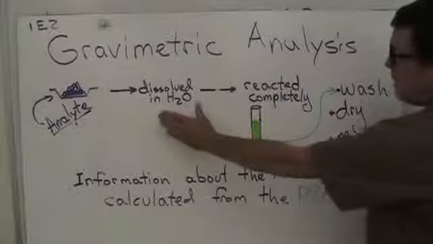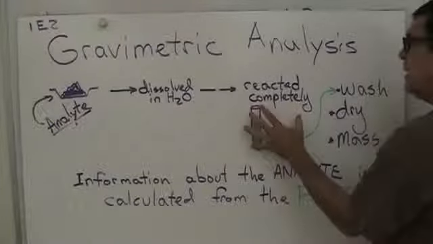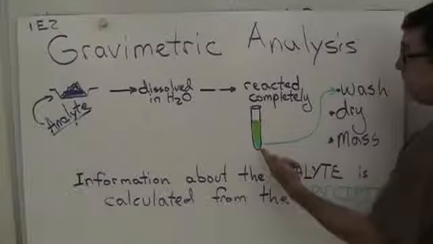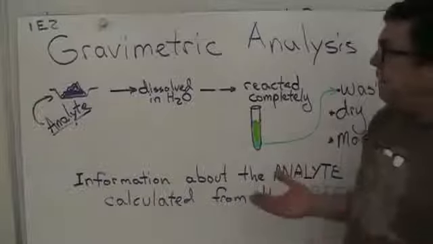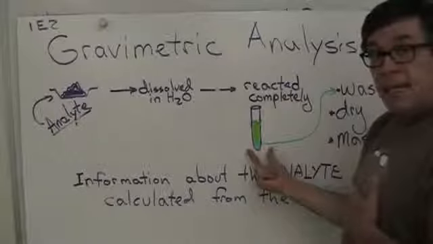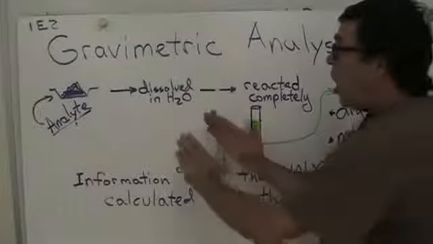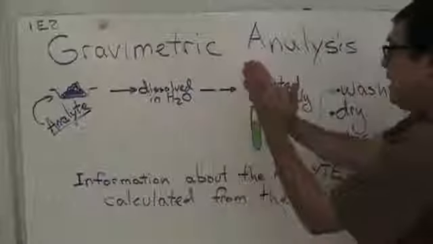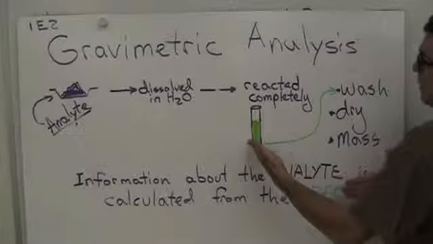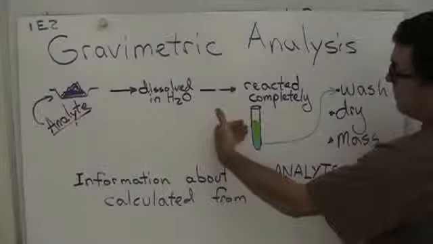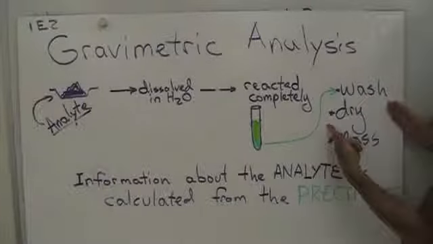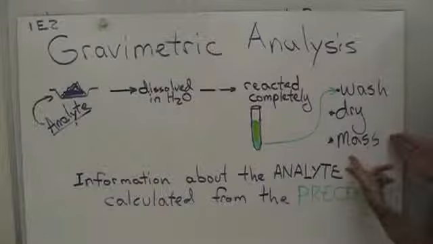So we react it now with something that will turn all of the compound we're interested in into a precipitate. Often we are mixing something with a chloride or sulfate that makes it insoluble in water, and all of the stuff we want to analyze that's dissolved in the water turns into a precipitate. Now we get rid of all of the other things that are in the solution still. We wash the precipitate and we dry it, and then we find its mass.